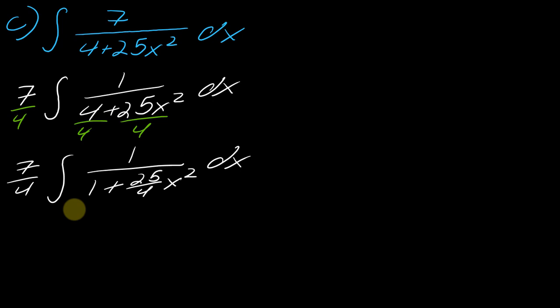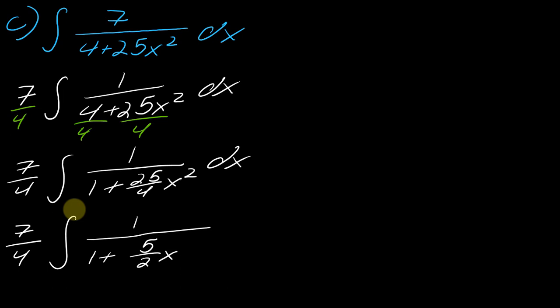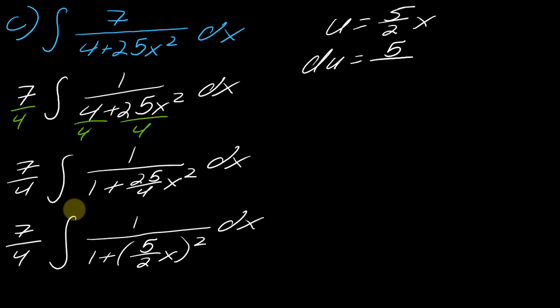Basically, I'm going to notice that I can rewrite this one more time as 1 over 1 plus 5 over 2x squared. And now I can make my substitution. In this case, my u is going to be 5 over 2x. Therefore, my du is 5 over 2 dx. Therefore, my dx is going to equal the reciprocal, 2 over 5 du.